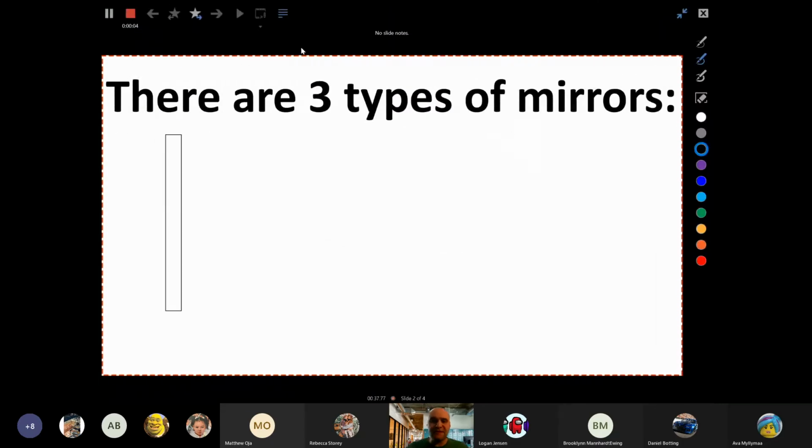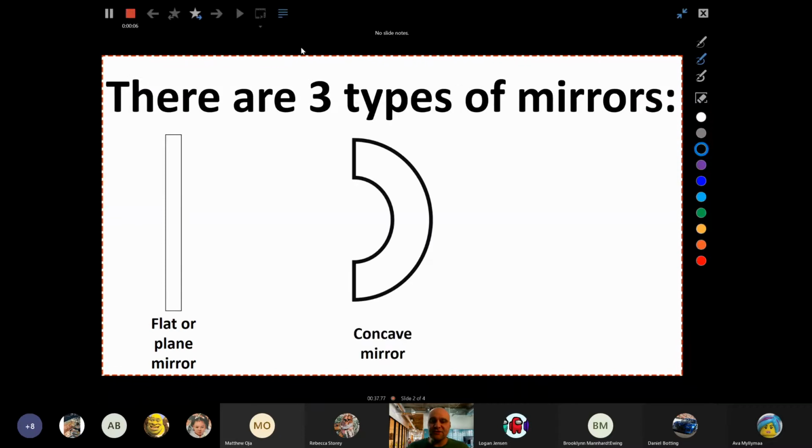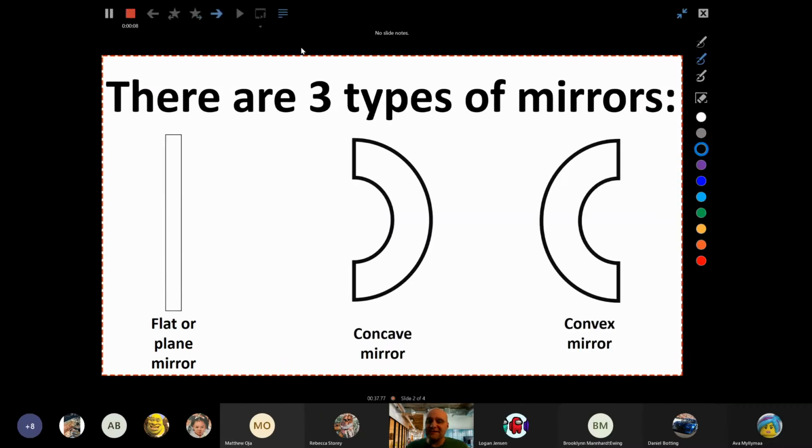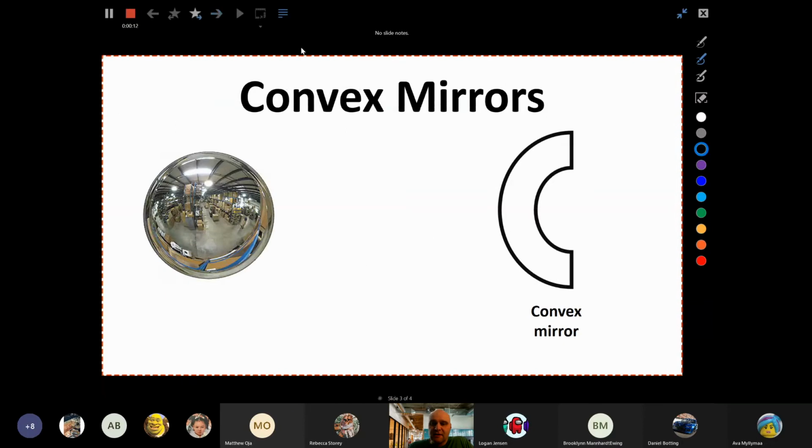So there are three types of mirrors. There's our flat mirror, there's our concave mirror, and then here's our lesson today about the convex mirror. So you've probably seen this. In fact, I guarantee you've seen a convex mirror out in public somewhere. You've probably been in a store and you've looked up to the ceiling and you see this type of round mirror. It's like a big ball.